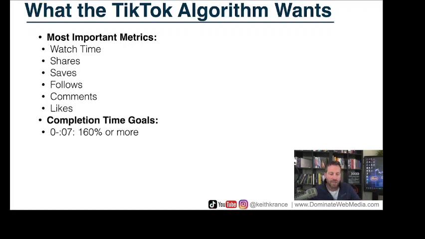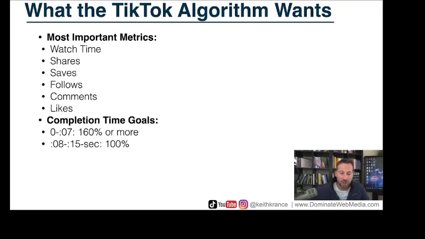So if you have a video that's real short, like 0 to 7 seconds, then you're probably going to need your average watch time to be 160% or more. If it's 8 to 15 seconds, then you probably need to be at least 100% or more watch time. What does that mean? Well, if your video's 15 seconds and your average watch time is 15 seconds, then it's 100%, right? If your average watch time is 20 seconds, then that's like 125%. So that's why at the 0 to 7 seconds here, I put 160%.